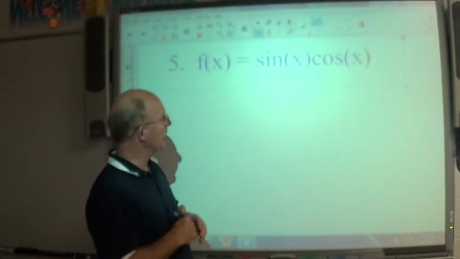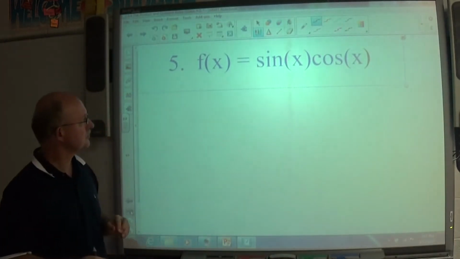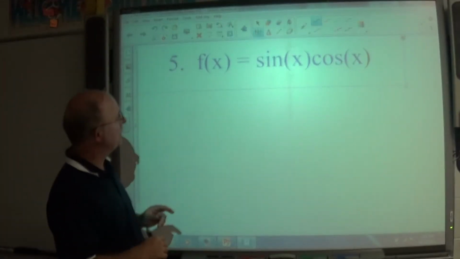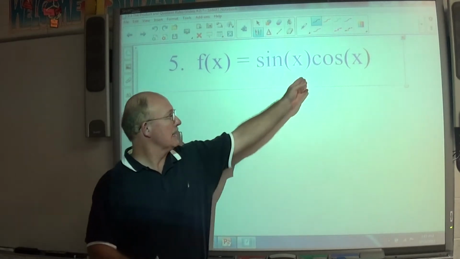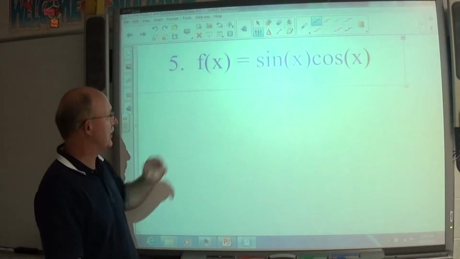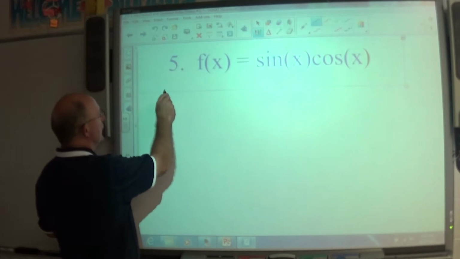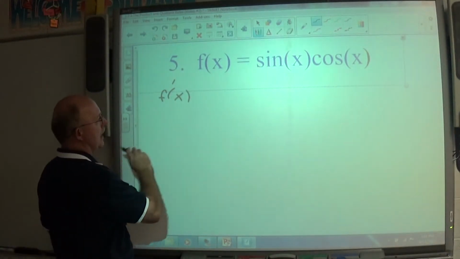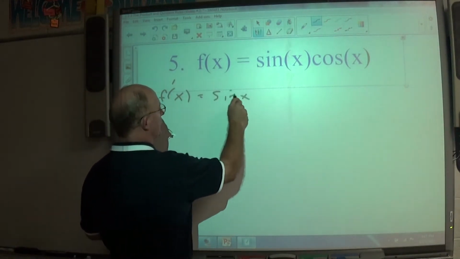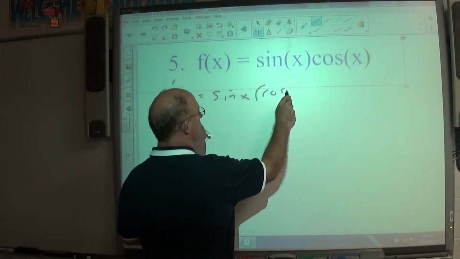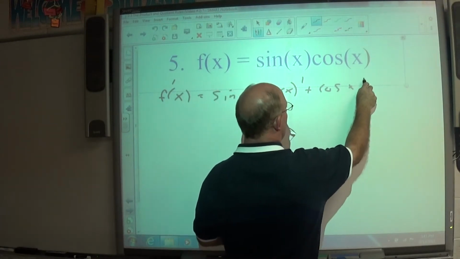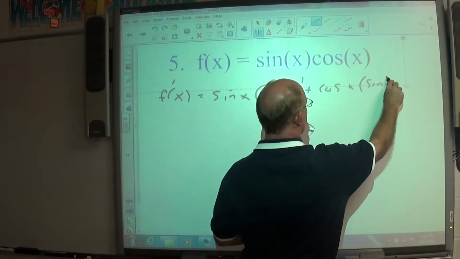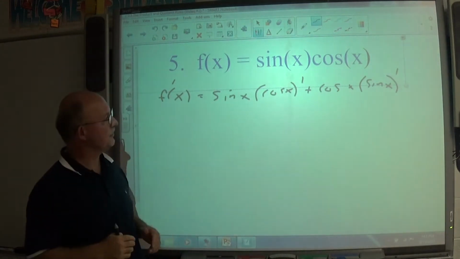Okay, let's try this example here. Now we're doing sine x cosine x, and we find our derivative this time. It is easy to recognize that we have a product, sine times cosine. So as we set it up using our product rule, f prime x will equal the first times the derivative of the second, plus the second times the derivative of the first.